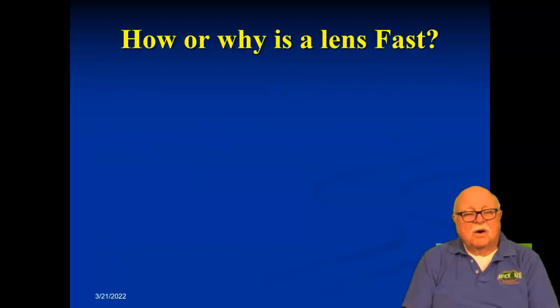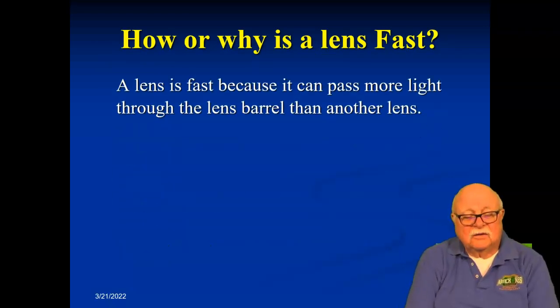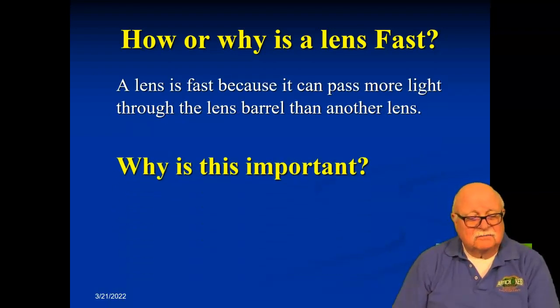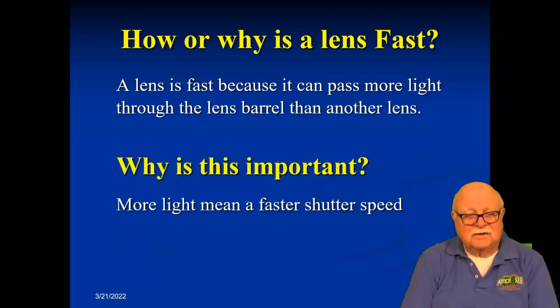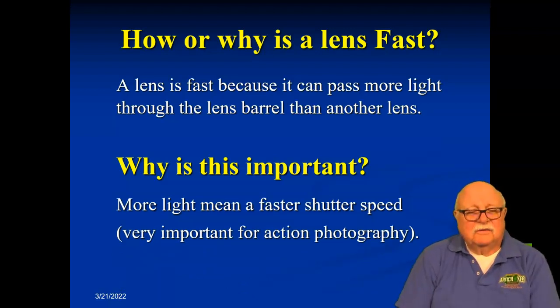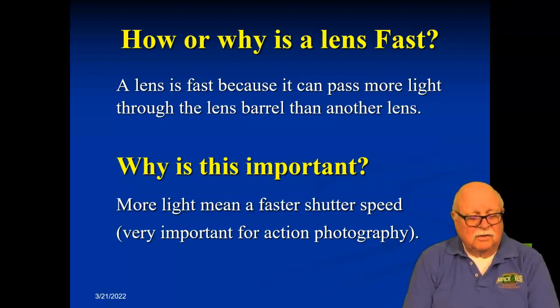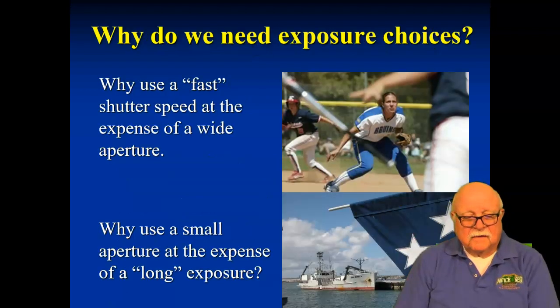How or why is a lens fast? A lens is fast first because it allows a lot of light to pass through the lens barrel, much more than other lenses. And why is this important? Because you want to stop the action. So this means that you've got a very large aperture and a high shutter speed so that we can stop action. If you're a sports photographer taking pictures at some type of event, football, basketball, baseball game, you want a high shutter speed and you will give up depth of field, and that's the result that you get. Here's an illustration showing the different choices and what we do.